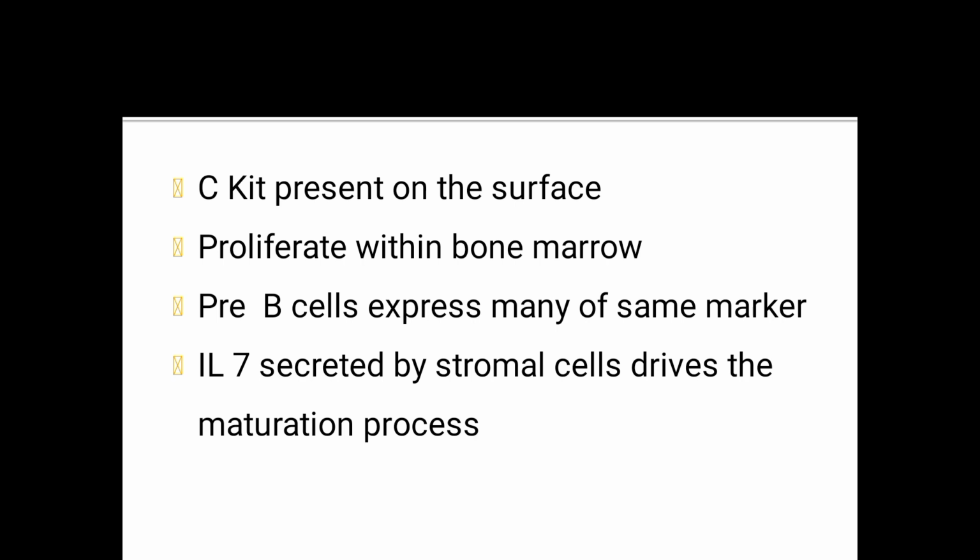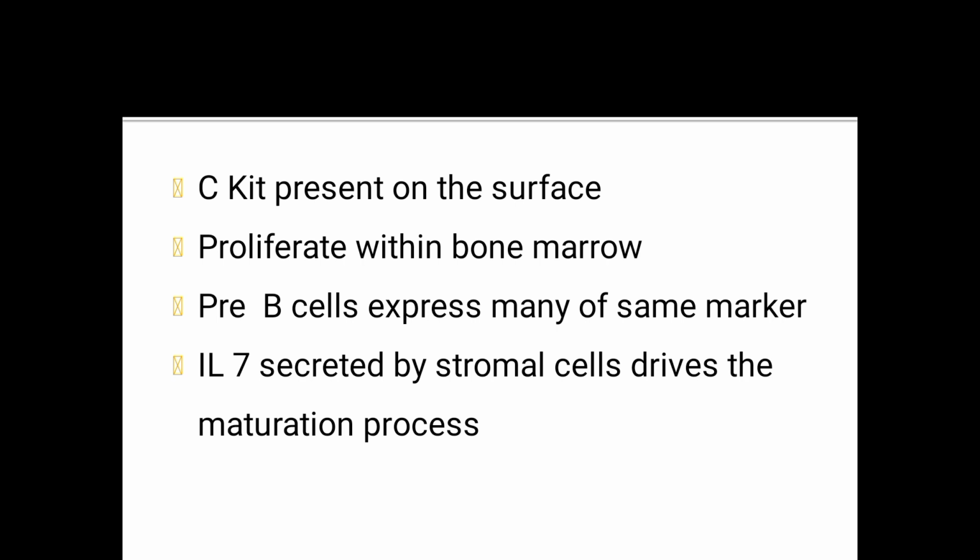The pro B cells proliferate within the bone marrow, filling extravascular spaces between the large cisternae in the shaft of a bone. The cells require a microenvironment provided by the bone marrow known as stromal cells. The pre-B cells express many of the same markers that were present on pro-B cells. However, they cease to express c-KIT and CD43 and begin to express CD25.